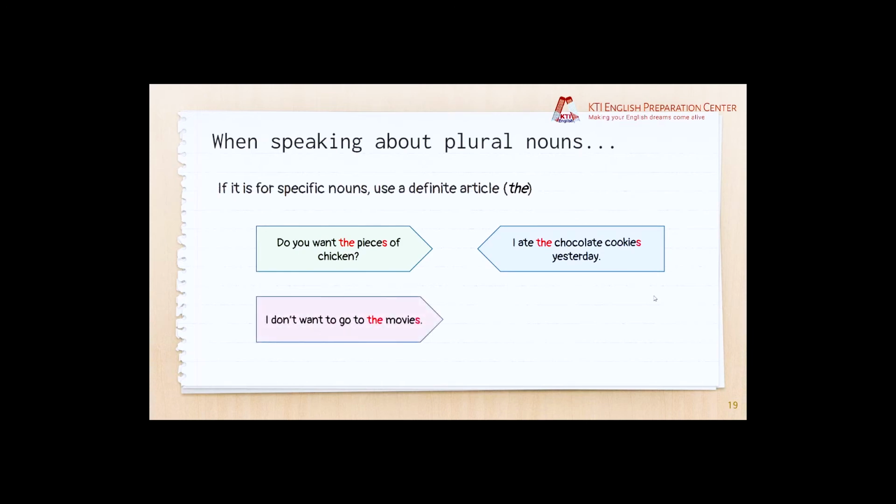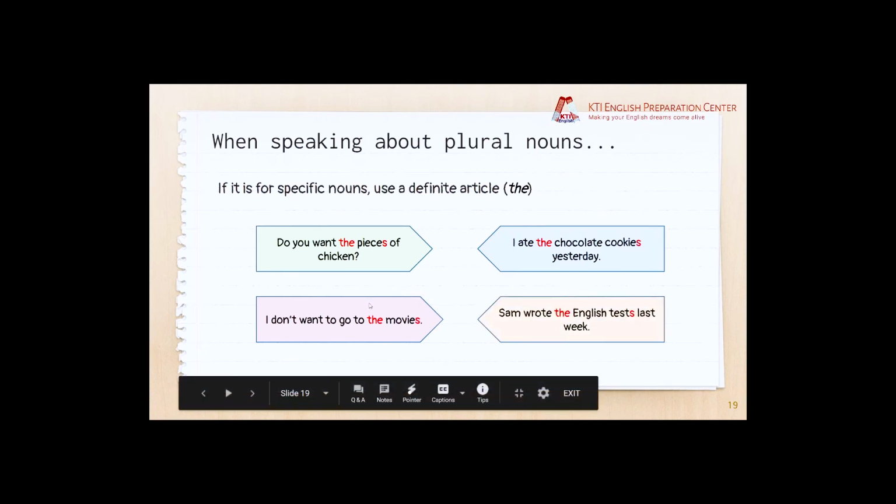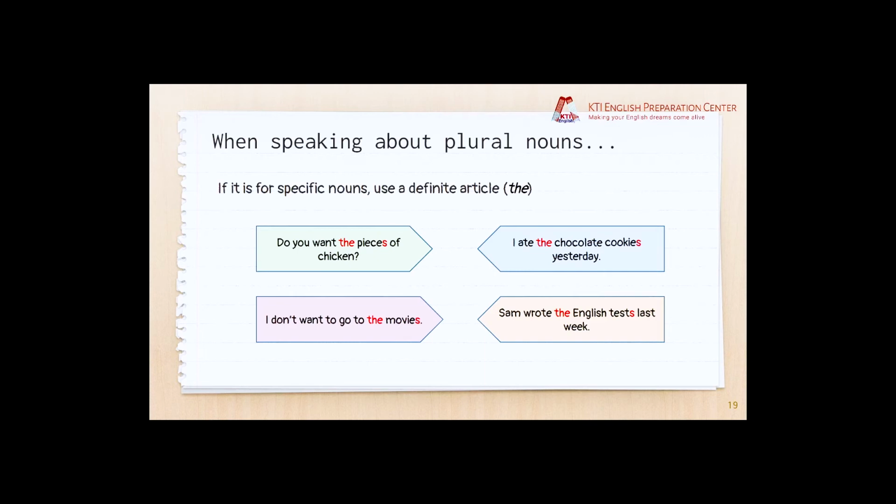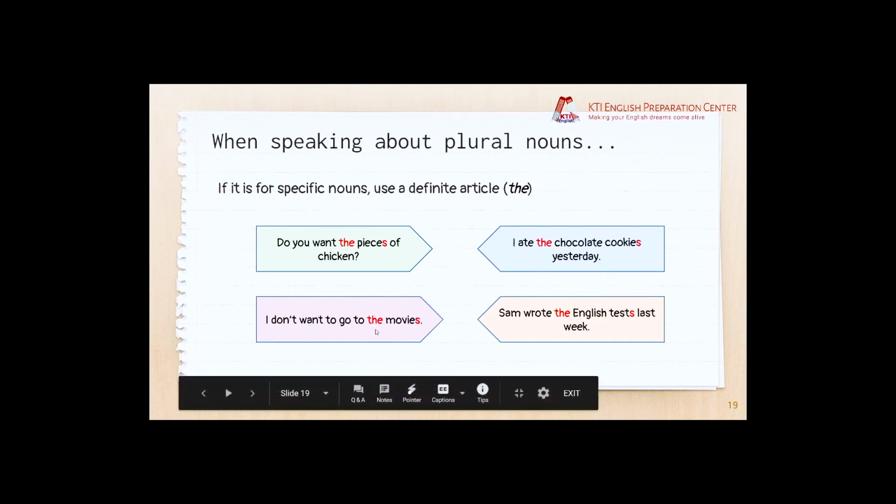I don't want to go to the movies. All of these are specific. Now, in this one, I don't want to go to the movies. We were probably already talking about maybe going to see the new Marvel movie, right? And then I would be saying those ones, the movies that we were already talking about, I don't want to go to those ones, okay? Again, I just used some other determiners in there, but I don't want to go to the movies. Sam wrote the English tests last week, the specific ones that he wrote.